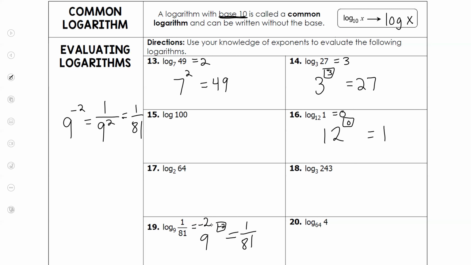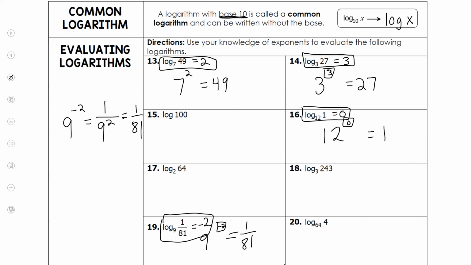So here are the answers. Log base 7 of 49 is 2. Log base 9 of 1/81 is -2. Log base 12 of 1 is 0. Log base 3 of 27 is 3. Number 15. Okay, guys, remember, this is the common log.